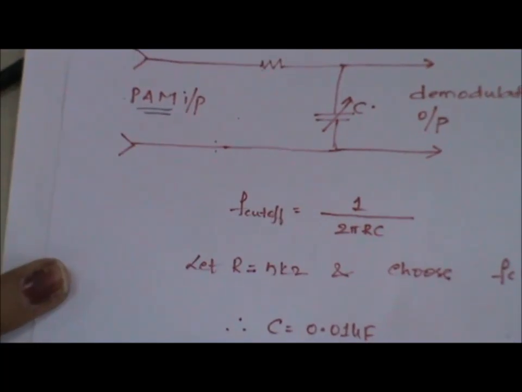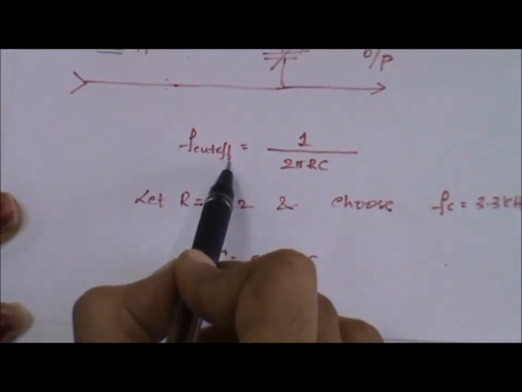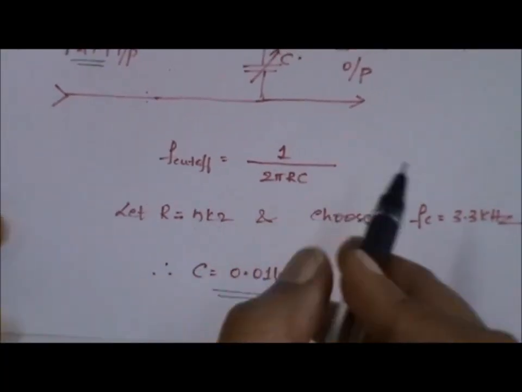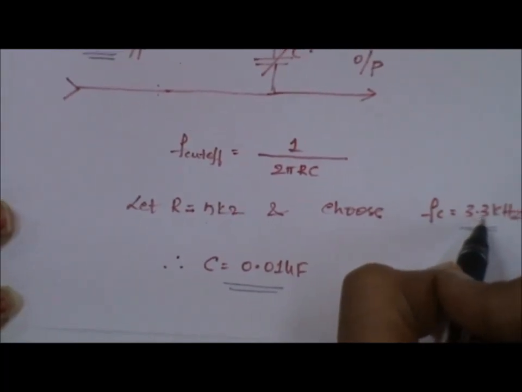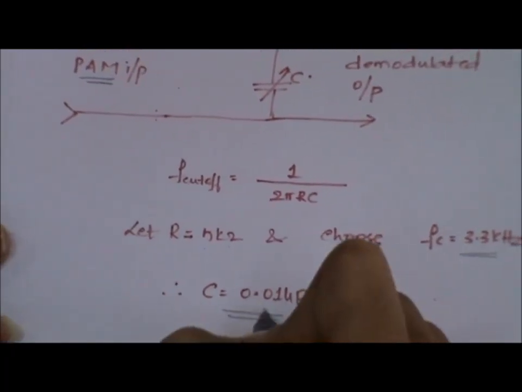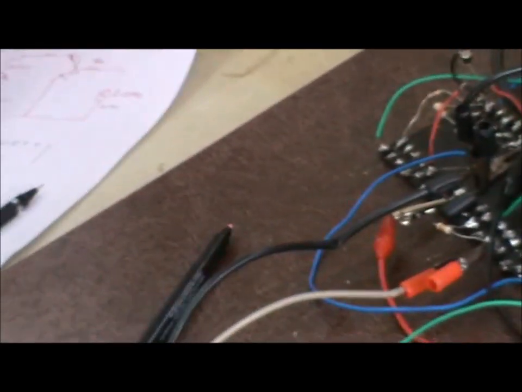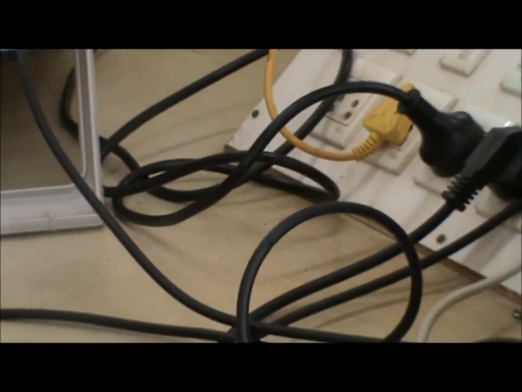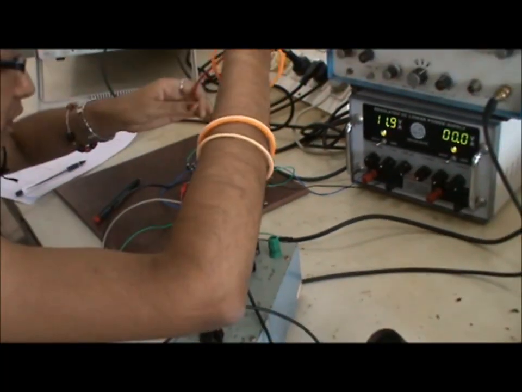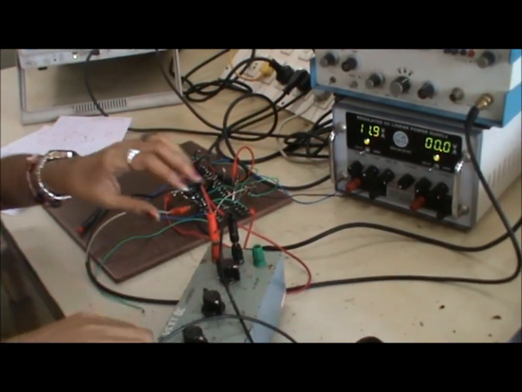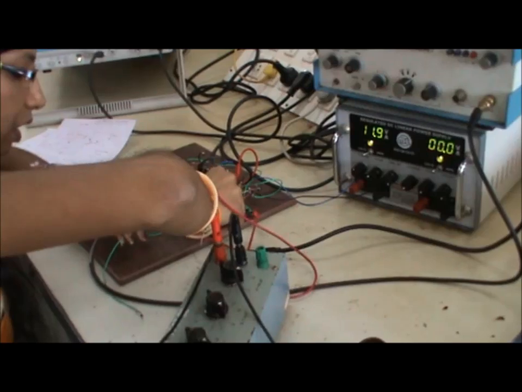In order to measure the value of capacitance, you have a formula: f cutoff is equal to 1 by 2 pi RC, where we are taking the resistor value as 5 kilo ohm. The frequency which we are choosing for the carrier frequency is 3.3 kilohertz. We can check whether we are getting a demodulated signal by connecting a resistor. So this is the decade capacitance box. There is a 5 kilo ohm resistor connected to this pin, to this, and this should be given to ground.